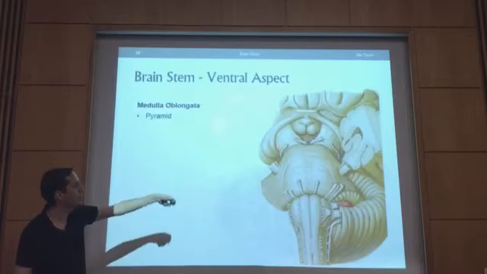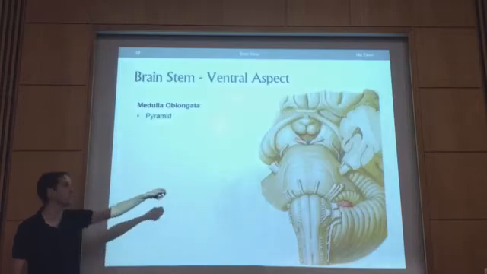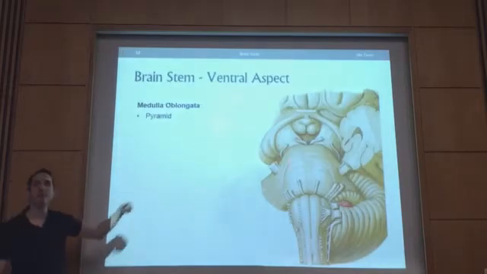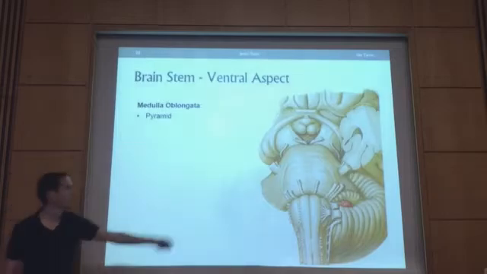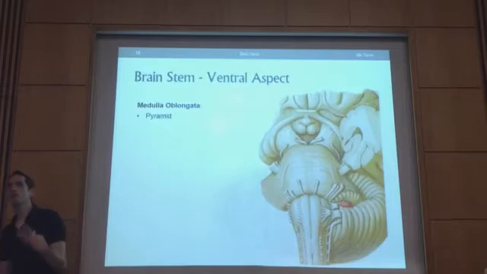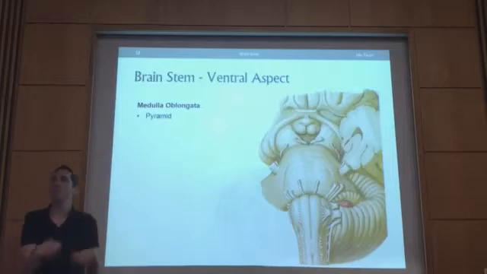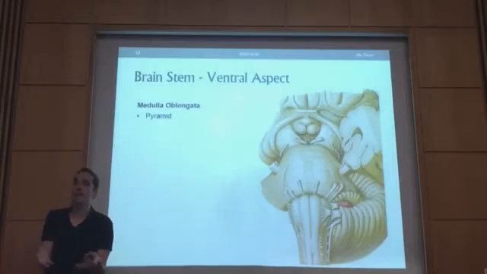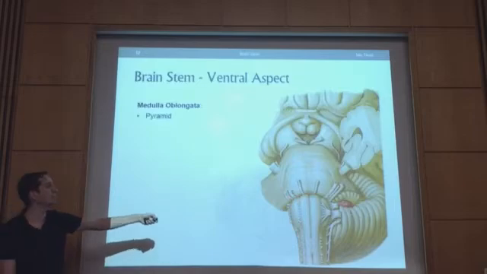Also, they go through the pons in the middle. We can't see them; they're not visible anymore in the pons. But then all of the motor fibers go through this region, the pyramid. You might know that the corticospinal tract, the tract that goes from the cortex to the spine, is also called the pyramidal tract. The name pyramidal tract comes from this location, the pyramid.